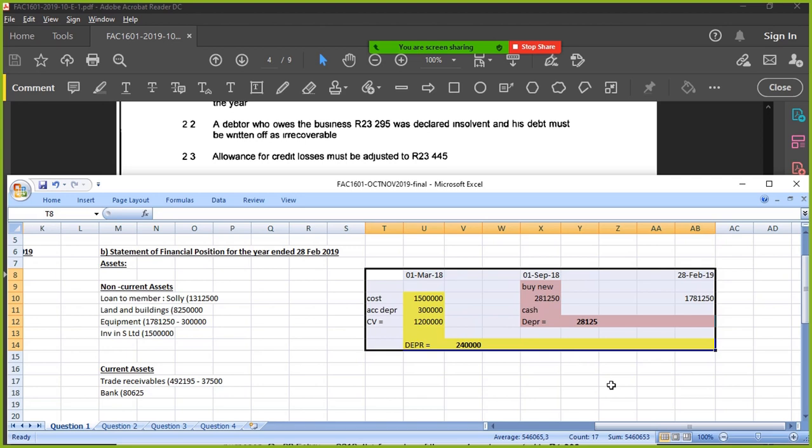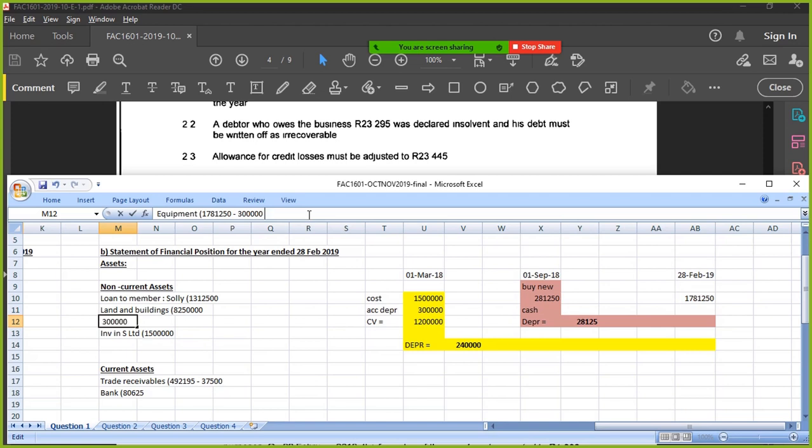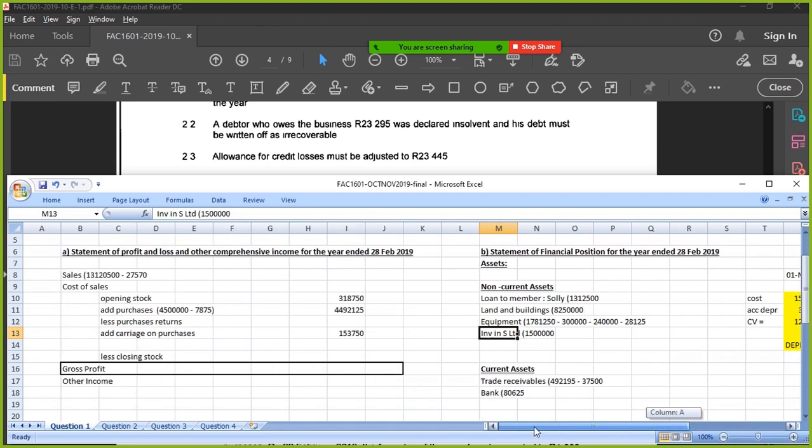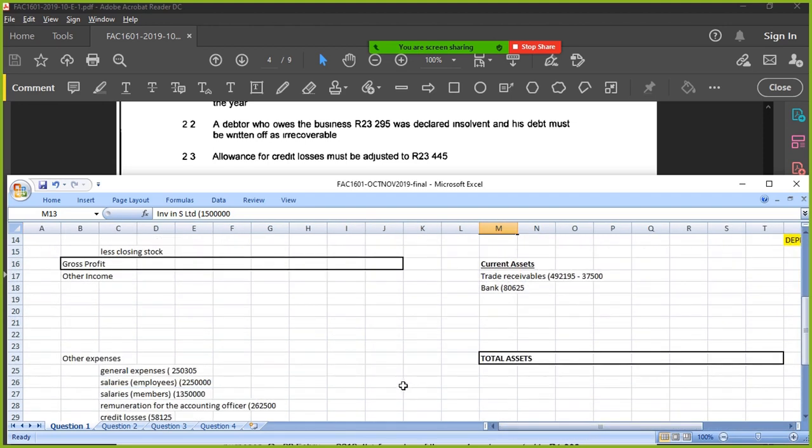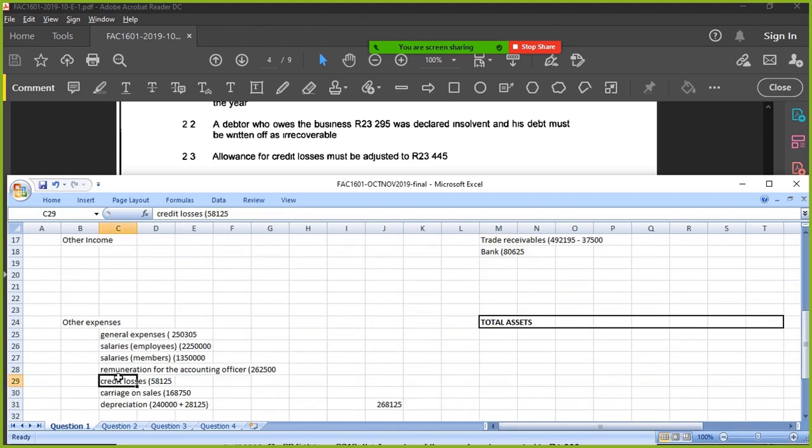Okay, a debtor owes the business that amount, declared insolvent. Okay, obviously I need to show this here as well. Minus 240,000 before I forget. 28,125. All right, there we go. Okay, now we can move on. All right, so bad debts, credit losses, plus 23,295, trade receivables, minus 23,295.